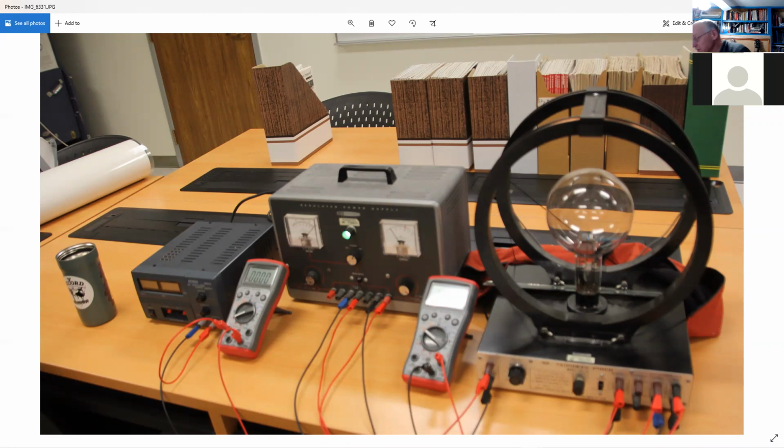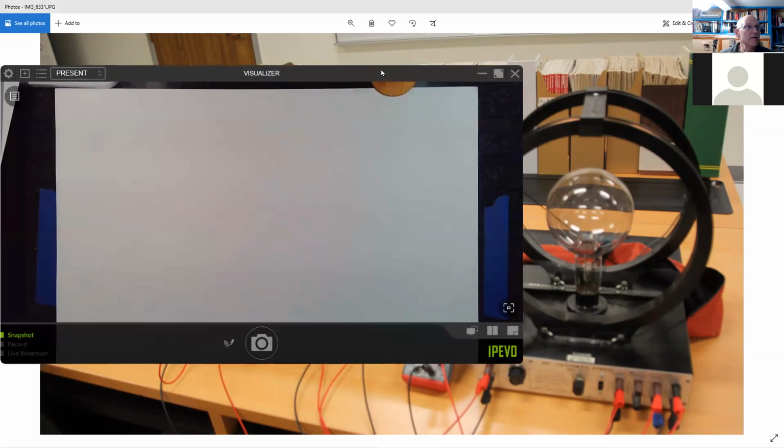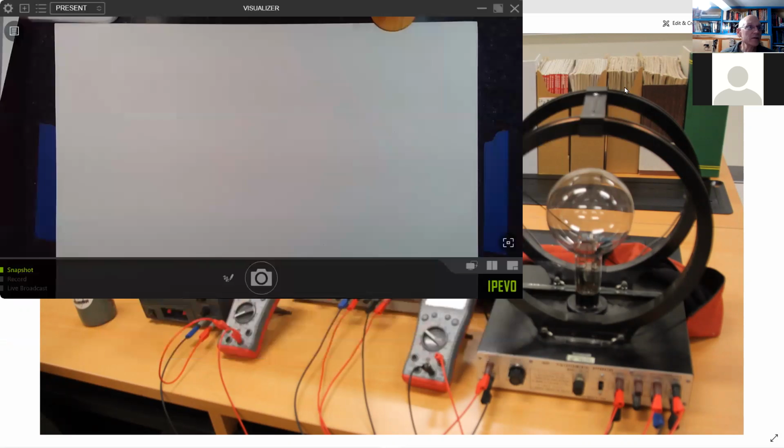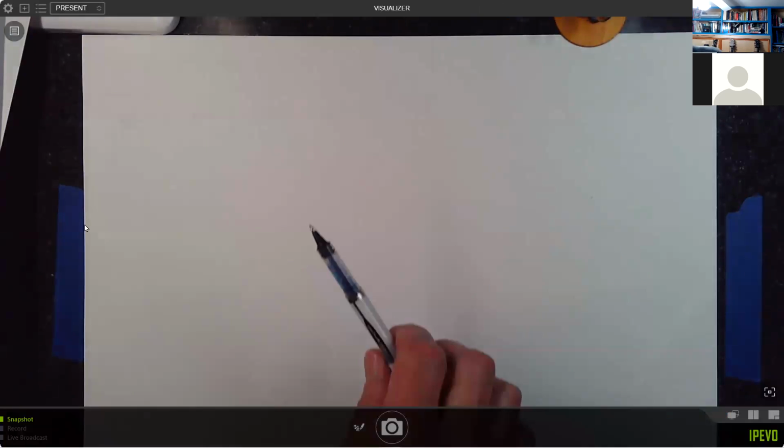So I'm going to switch over to our iPevo visualizer here. Well, I won't because I haven't turned it on yet. Hang on a second here. Okay, that should work. Should be able to see that on there. And I'll just blow this up. I want to give it something to focus on first.